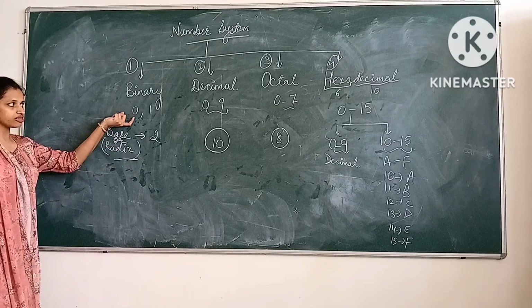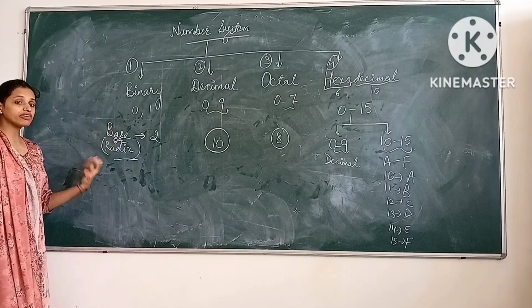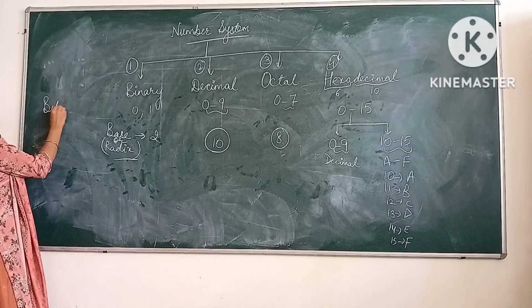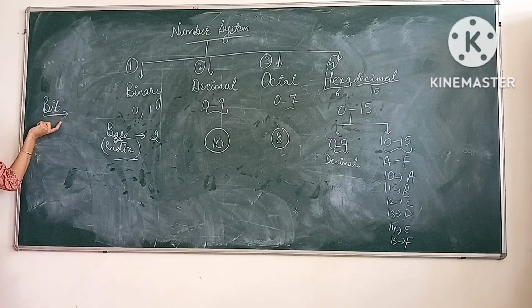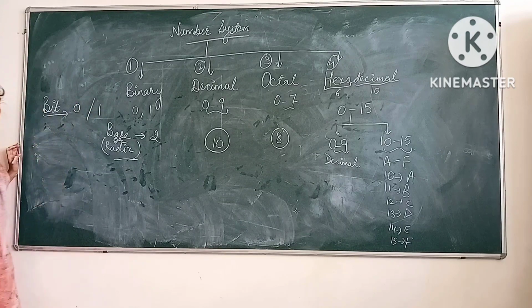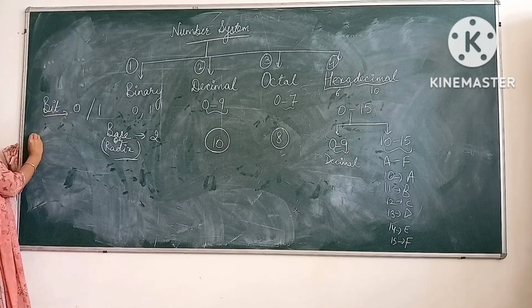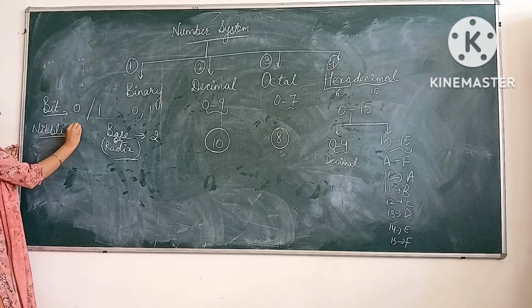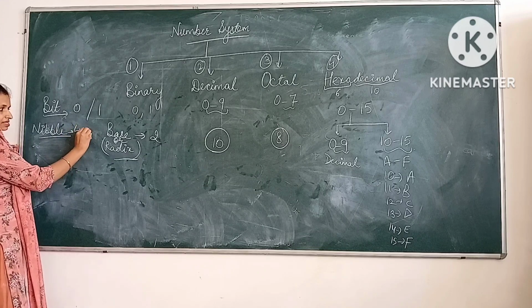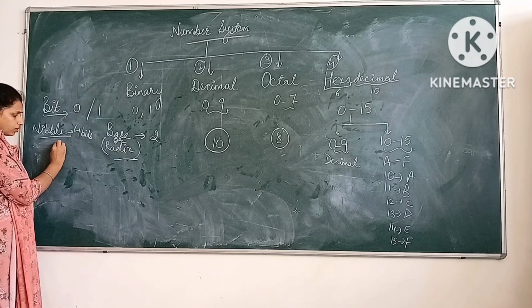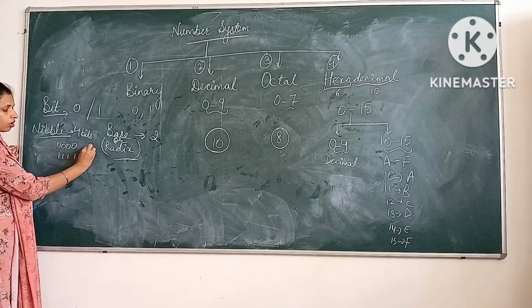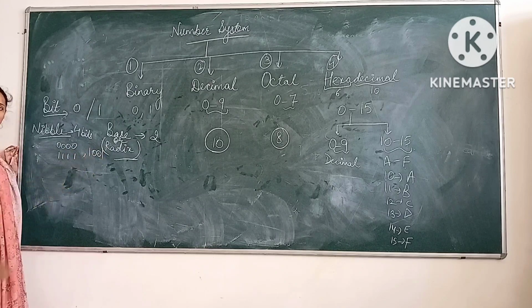Now in case of binary we are using bits. So firstly we have to know about bits. What is bit? Bit is the smallest unit. That is a single unit. That is either 0 or 1. And combination of bits. Next one is nibble. Nibble is a combination of 4 bits. That may be all 0, that may be all 1, and that may be a combination of 0 or 1.